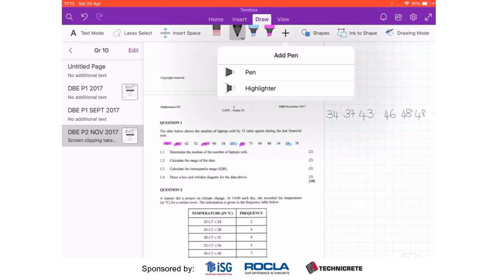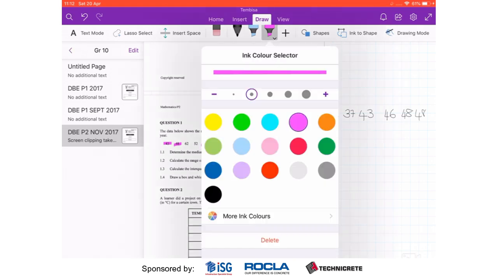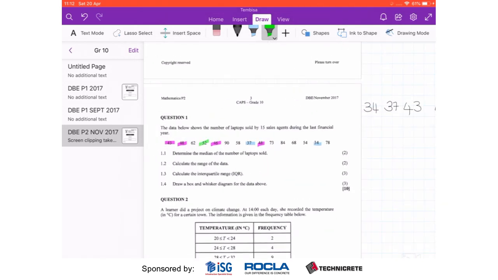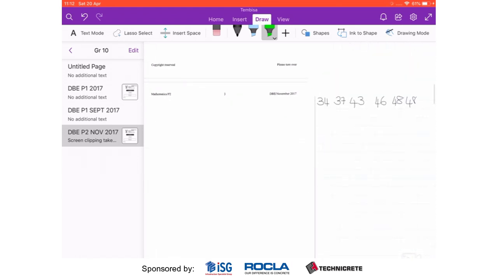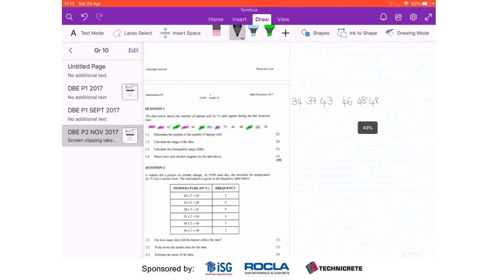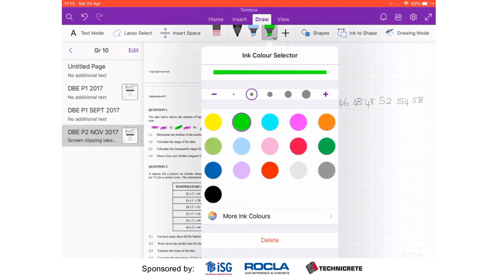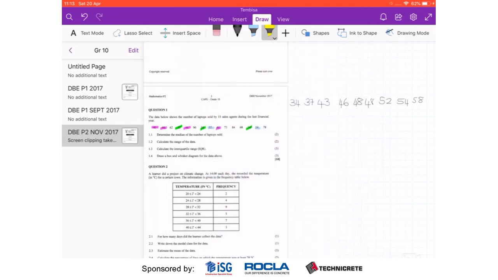Okay, let's use a different color. Let's go to the 50s. So we've got 52, 58, 54. So go along the same line. So we've got 52, 54. This is a nice easy way of doing it so that you don't end up confusing yourself, seeing if you actually got the correct numbers or not.